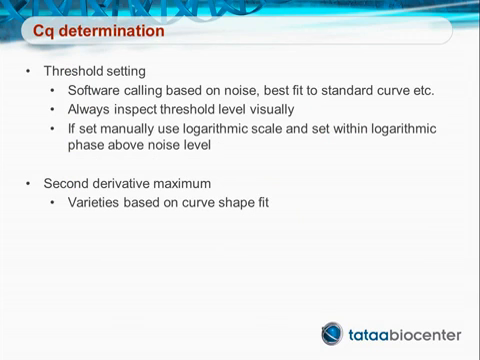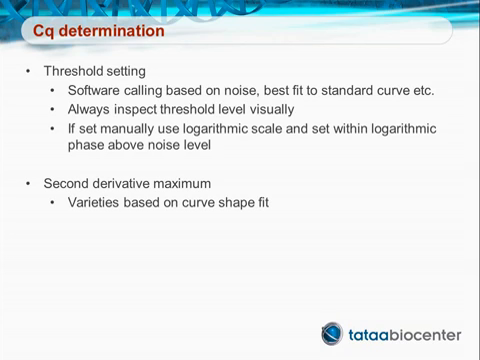Most software have various algorithms to automatically set the threshold level, for example by using the noise of the baseline and setting the threshold level as a fixed number of standard deviations above the baseline, or by using a best fit of the data to a standard curve if such is available. When using automatic calling of the threshold level, it is very important to visually inspect where the software has placed the threshold level, so that it is within the logarithmic phase and above any artifacts from the noise of the baseline. The same criteria apply when setting the threshold level manually.